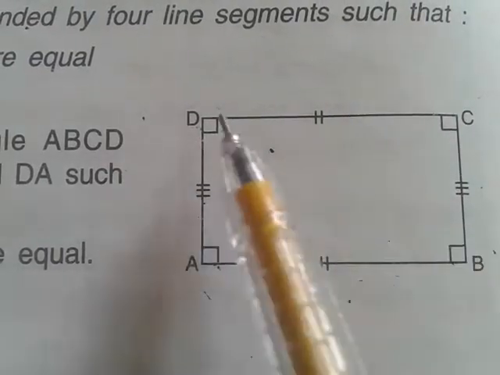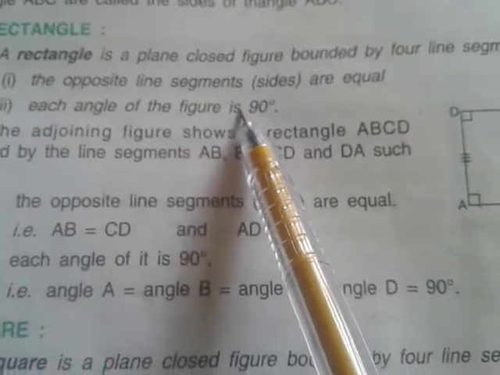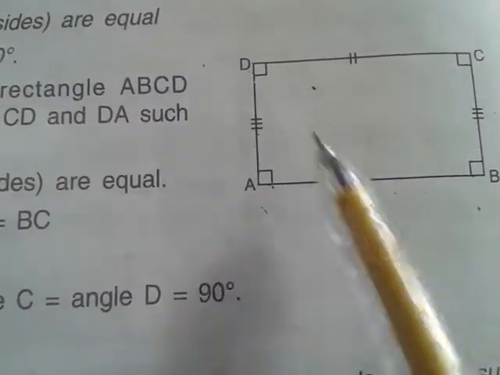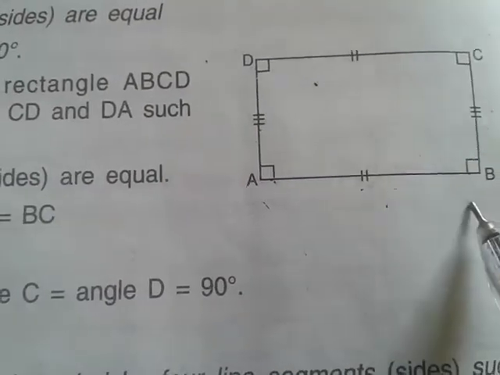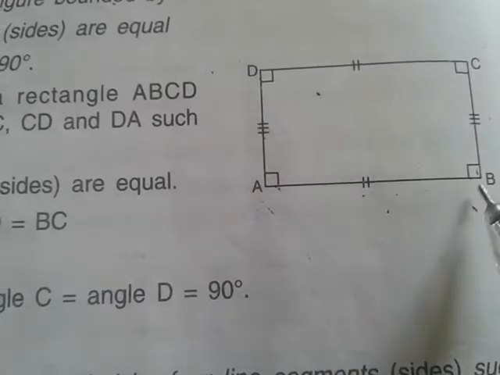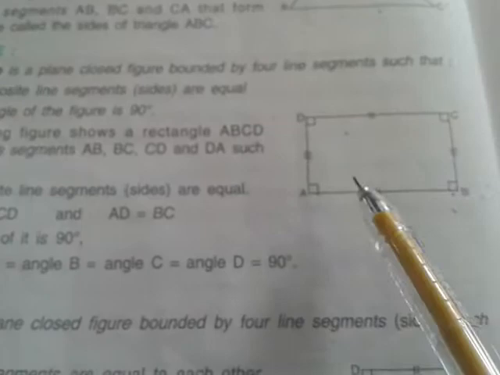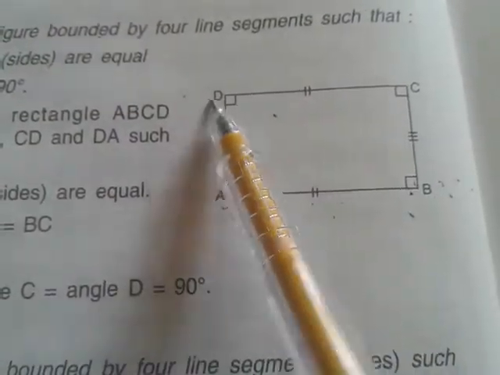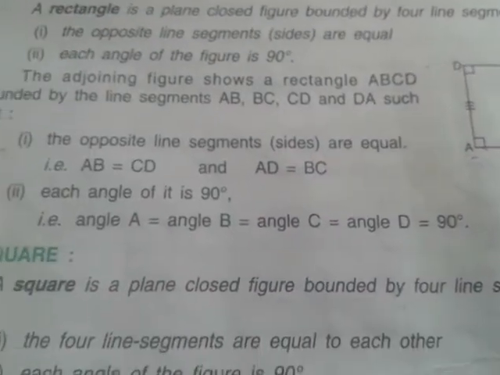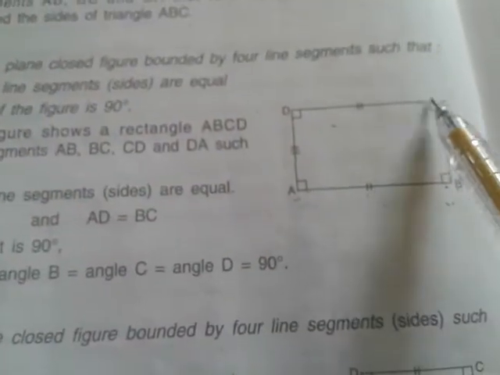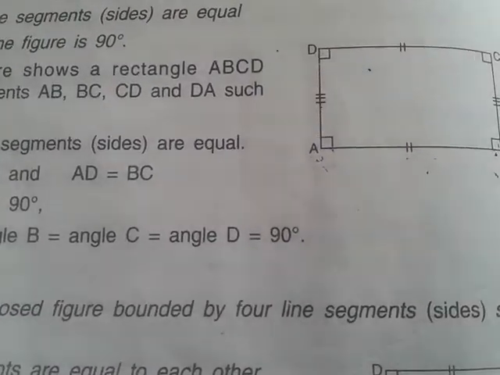These three marks mean these two are equal. Each angle of the figure is 90 degrees. So you can see that angle DAB is 90 degrees, angle ADC is 90 degrees, angle DCB is 90 degrees, angle ABC is 90 degrees. So we say that side AB is equal to side DC and side DA is equal to side CB. And each angle A, angle B, angle C and angle D is 90 degrees.